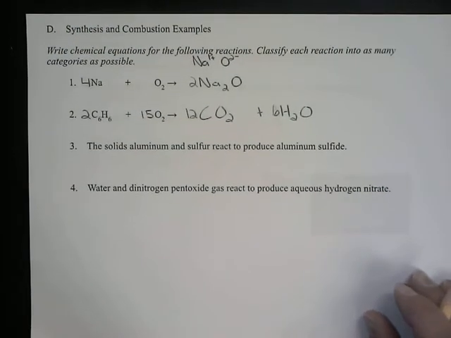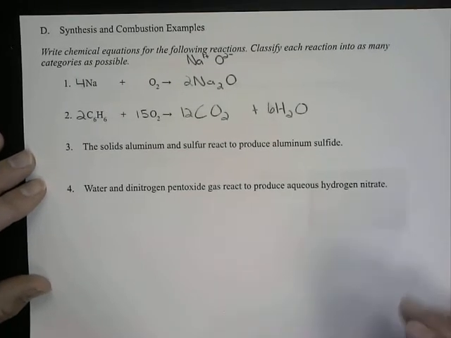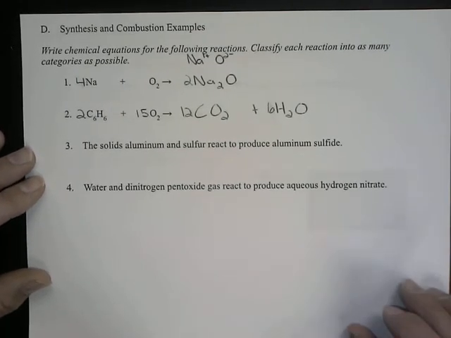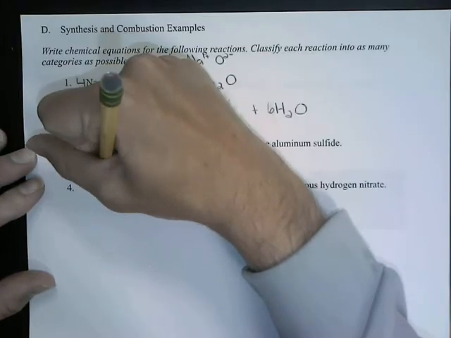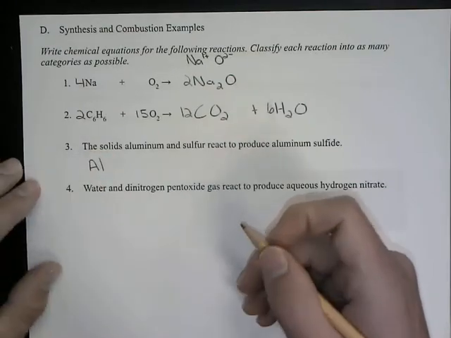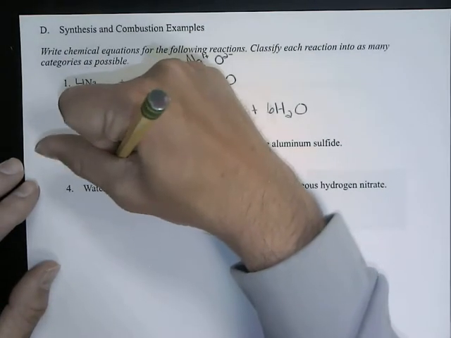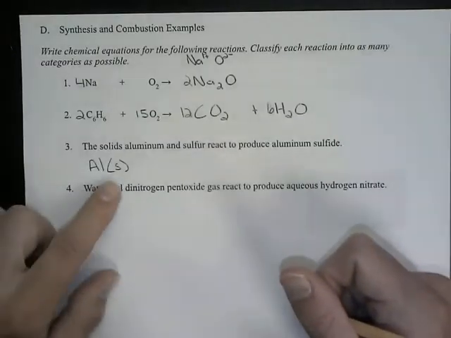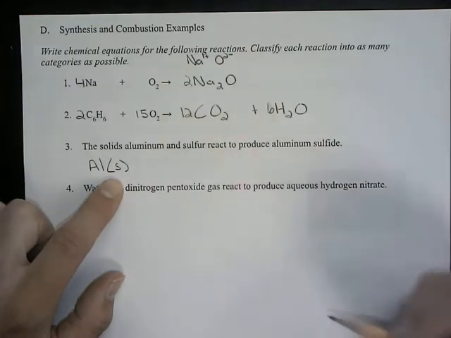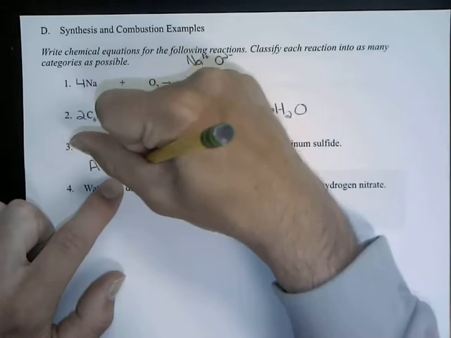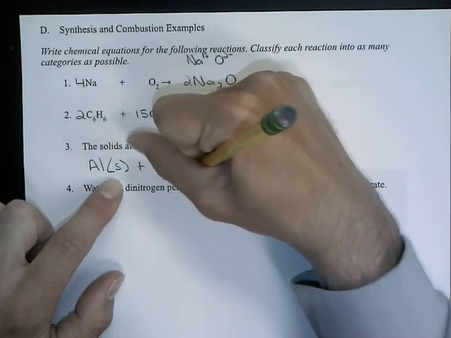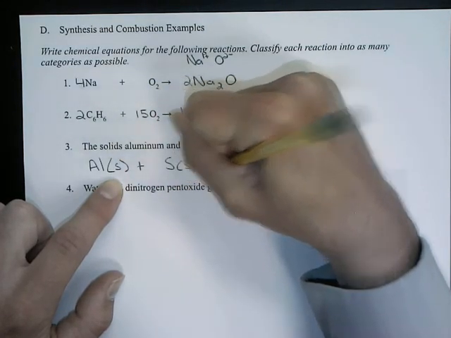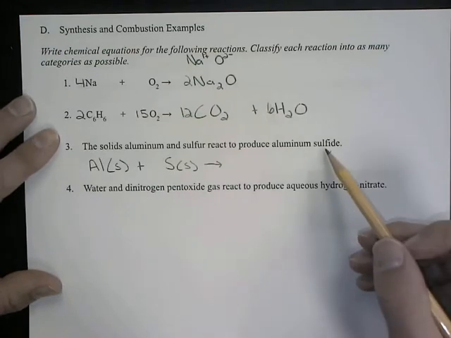Now we have our word equations, all right? So we have solid aluminum and sulfur react to produce aluminum sulfide. So we start out here with aluminum. Now, because it listed the state of matter, let's go ahead and list the state of matter in parentheses. So that's an S for solid. Now, sulfur is the element S. Now, it said it was also a solid, and so it's going to react to produce aluminum sulfide.